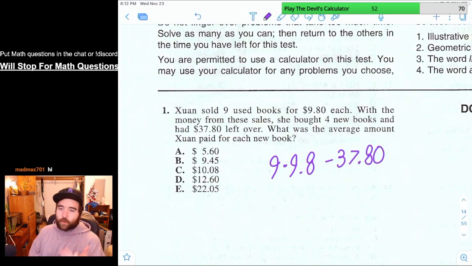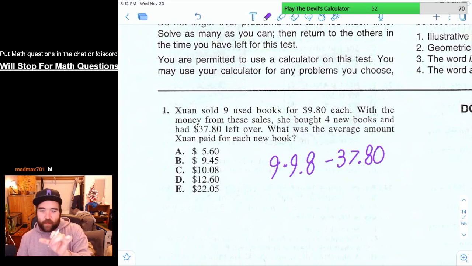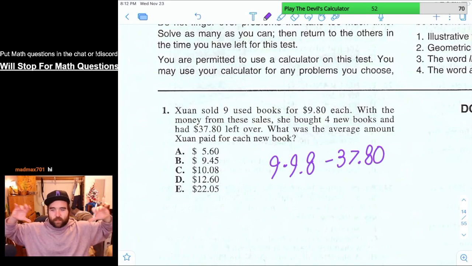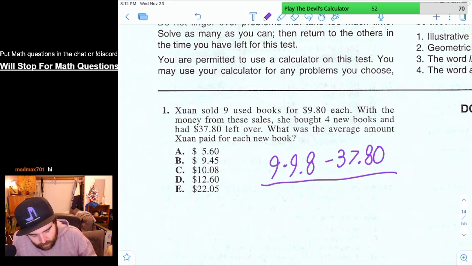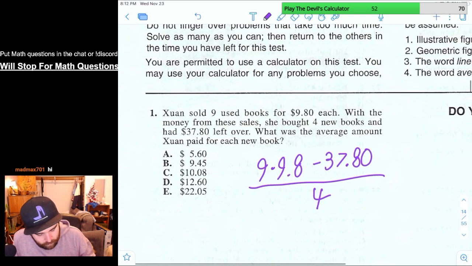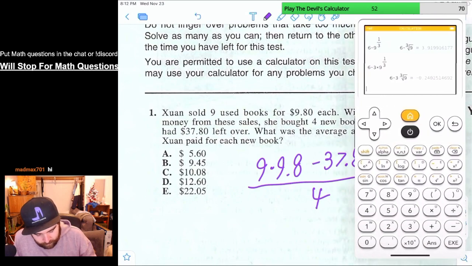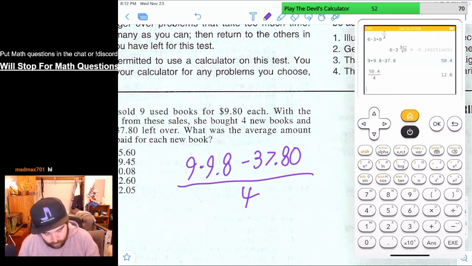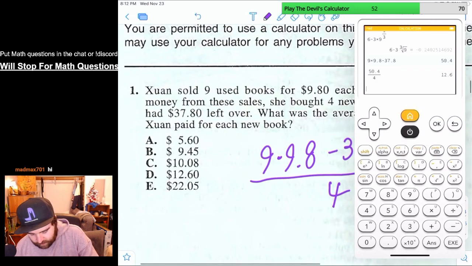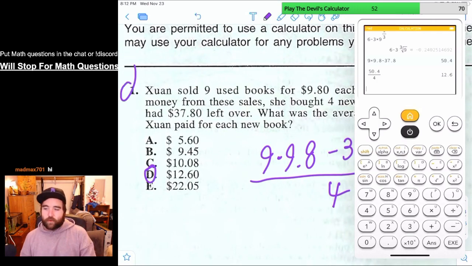Whatever that is, we're just going to use the calculator at the end, but that's how much total she spent on the new books, and she bought 4 of them. So to get the average price, we're going to have to divide that by 4. And then we'll just type that into the calculator. The ACT is not shy about making you use the calculator like the SAT is. So 9 times 9.8 minus 37.8. I'll just hit enter and then divide it by 4. So 12.60 was the average price she paid for the new books.